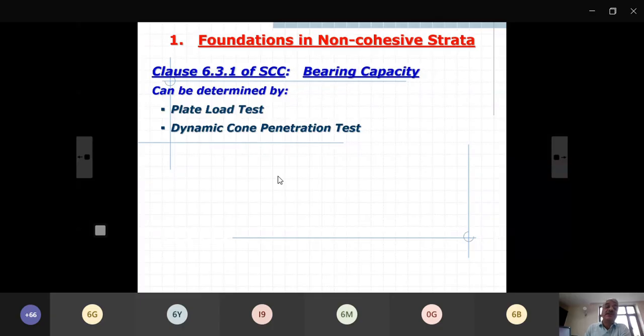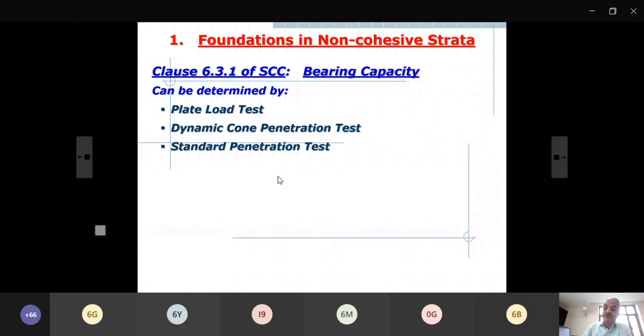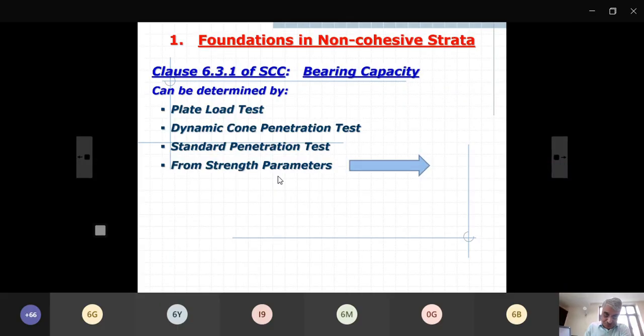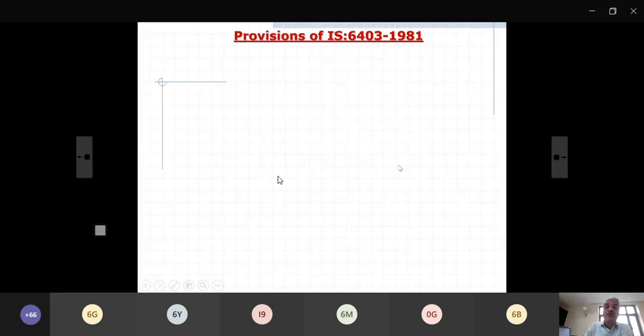Then another is the dynamic cone penetration test. This also I'm not going to cover in detail, and the standard penetration test, SPT. You must all be aware of these, and most of this must have been covered in geotechnical investigation, so I'm not going into these details of how we calculate bearing capacity by these methods. The fourth method is from strength parameters, which is also given in the IS code. This I will briefly cover, how it is to be done. This is what is given in IS 6403-1981.